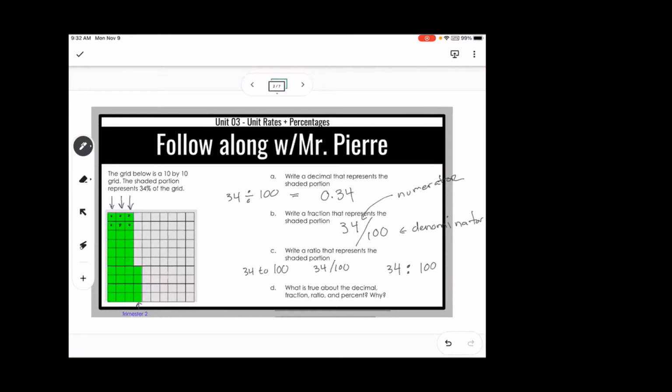So what do you notice about this right here, which is our percent? This right here, which is our decimal. This right here, which is our fraction. And then these, which are our ratios. What do you notice about all 4 of those different ways?